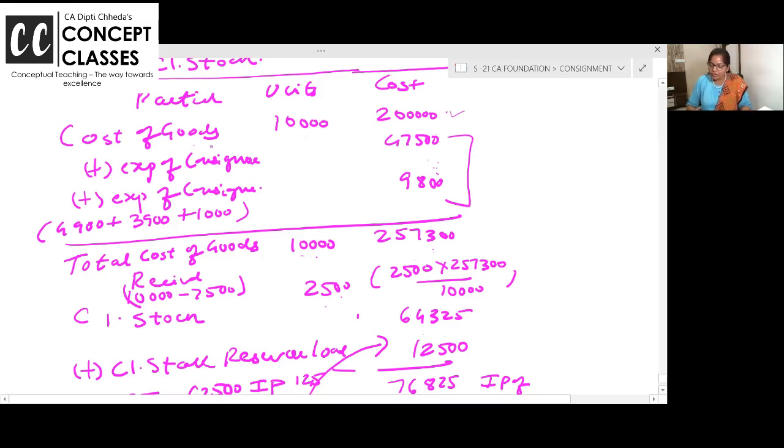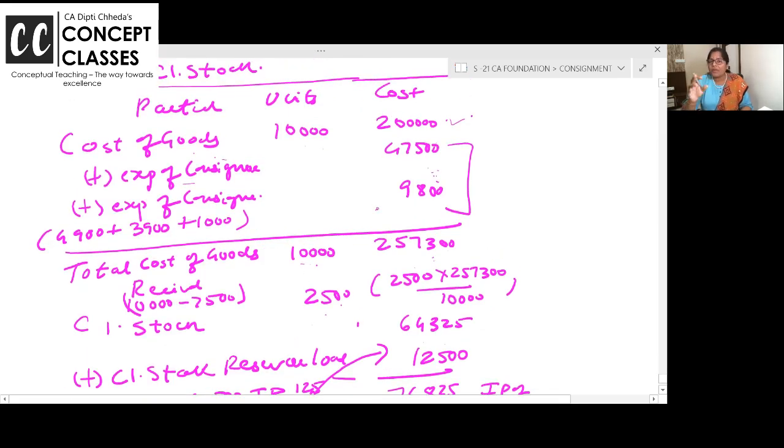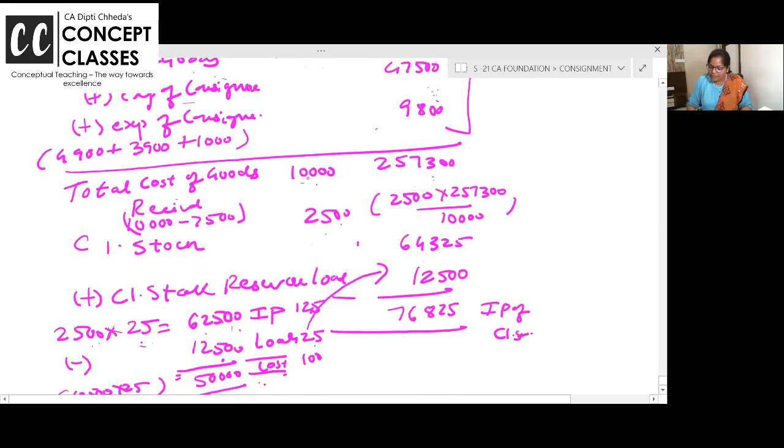Cost of the goods, 10,000 units, 2 lakh. I am taking it at cost, not 2 lakh 50. Now, consignors full expense. Consignees only non-recurring one-time expense till the goods reach your godown. So 10,000 units cost is 257. So 2,500 ka kitna? This is a routine problem. 64,325. Yahan tak to we have already done 15 problems.